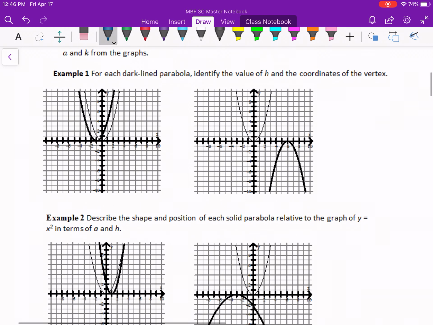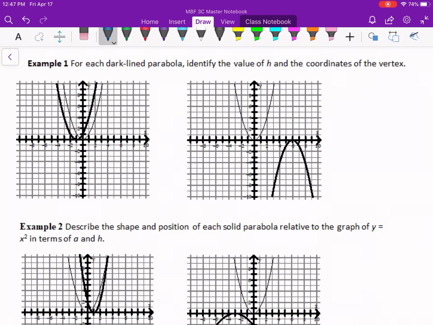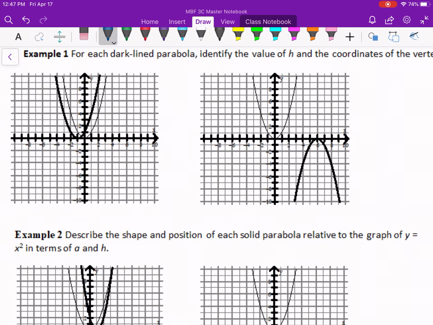For each dark-lined parabola, identify the value of h and the coordinates of the vertex. All right, so these are, again, horizontal ones. So horizontally, well, actually, look at the dark graph. It looks like it's been moved to the left compared to the lighter graph.